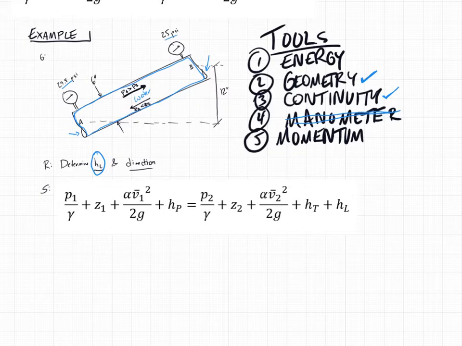And the reason we know we're not going to need momentum is because you always need the momentum equation when they ask about forces in moving fluids. And this has nothing to do with forces on a moving fluid. Okay, so let's go ahead and start getting to work on this.